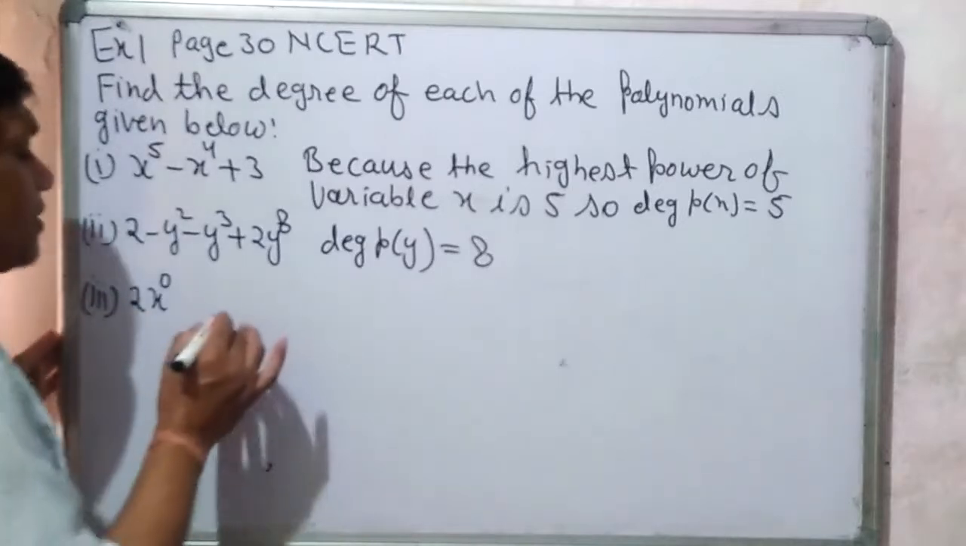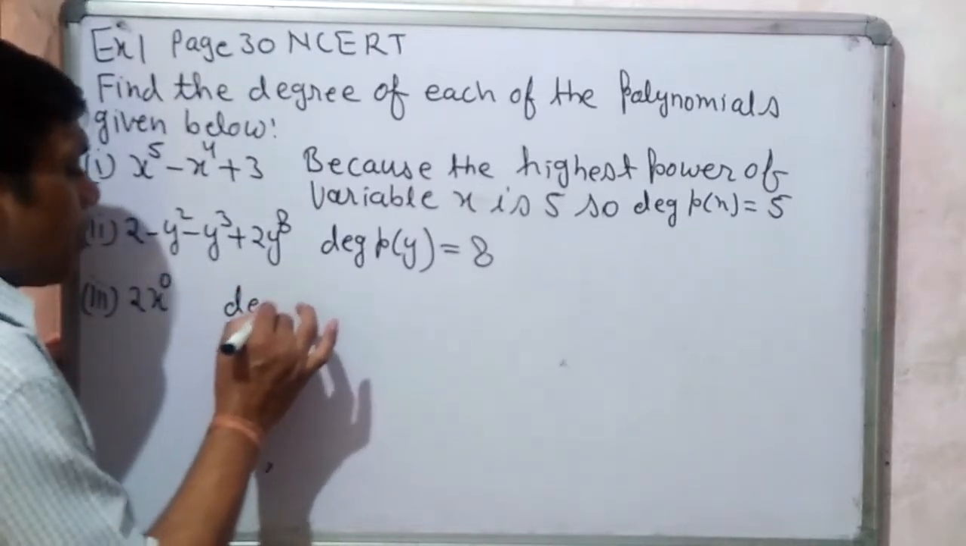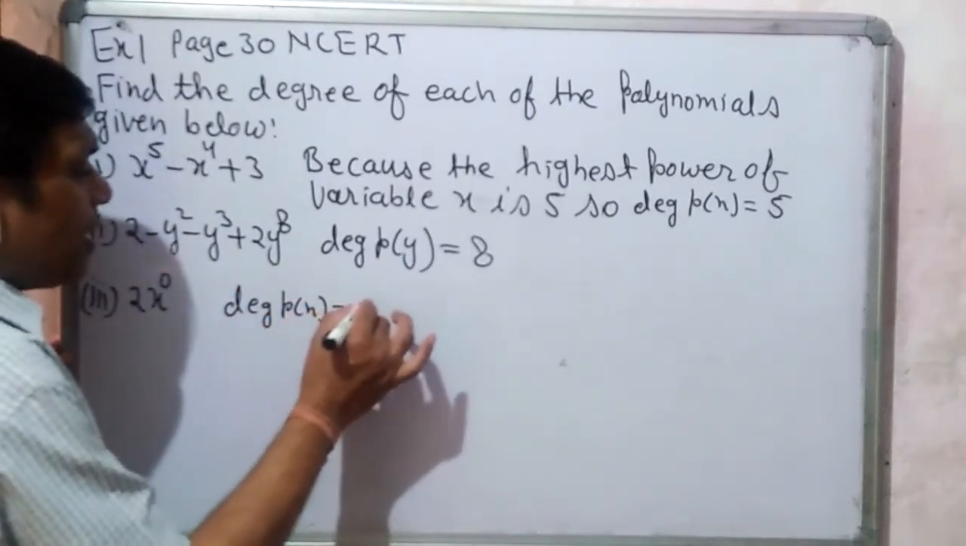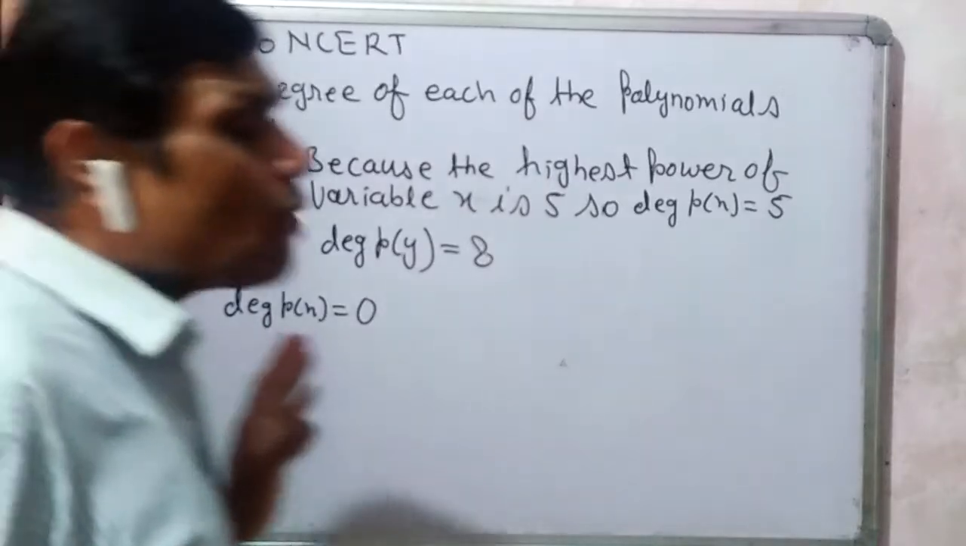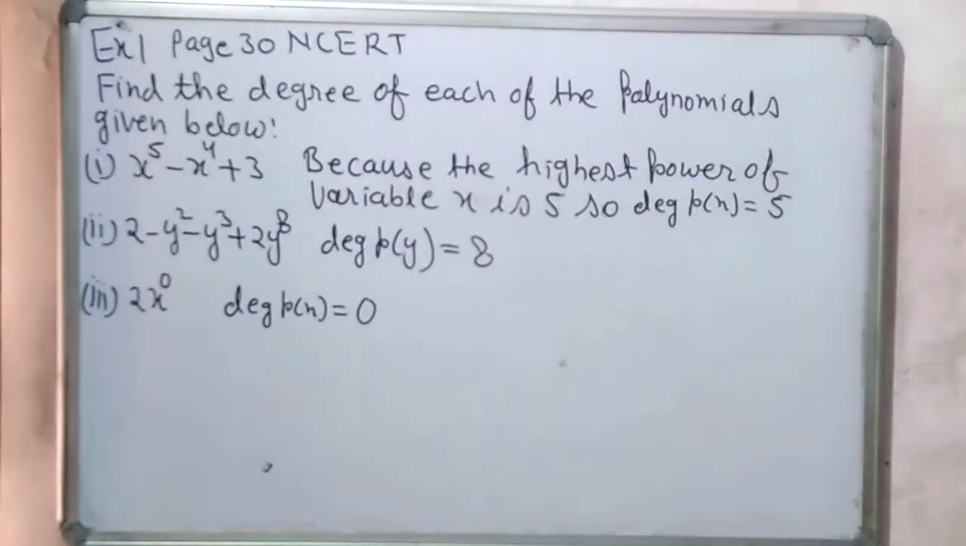And can we say that the degree of p(x) is 0? Why is the degree 0? Because here whatever variable is there, x, y or z, it is being raised to the power 0. Right? So we can say in this case the degree of p(x) is 0. So 2, any constant number, is a polynomial of degree 0.